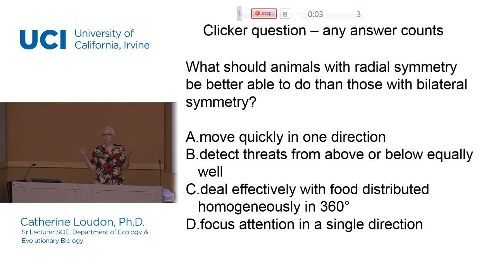Considering an animal that has radial symmetry, and this is an any-answer-counts clicker question, what would you expect the functional significance to be? What would an animal with radial symmetry possibly be able to do better than one with bilateral symmetry? A, move quickly in one direction. B, direct threats from above or below equally well. C, deal effectively with food distributed homogeneously in 360 degrees. Or D, focus attention in a single direction. This is an example of a typical kind of test question one might expect about the significance of radial versus bilateral symmetry. I'll give you 20 or 30 seconds or so to discuss it with your neighbor, and I'll see what you think.